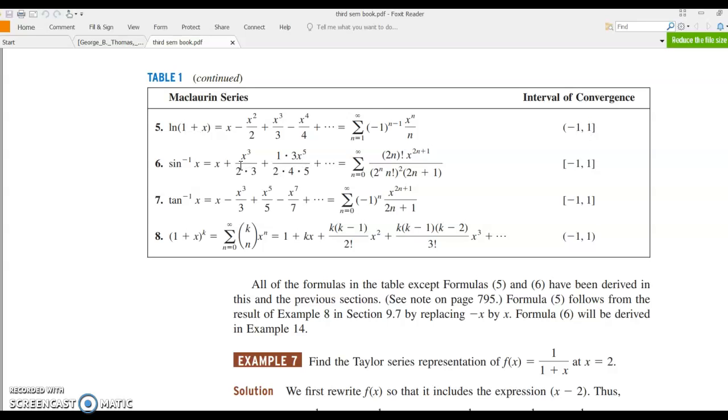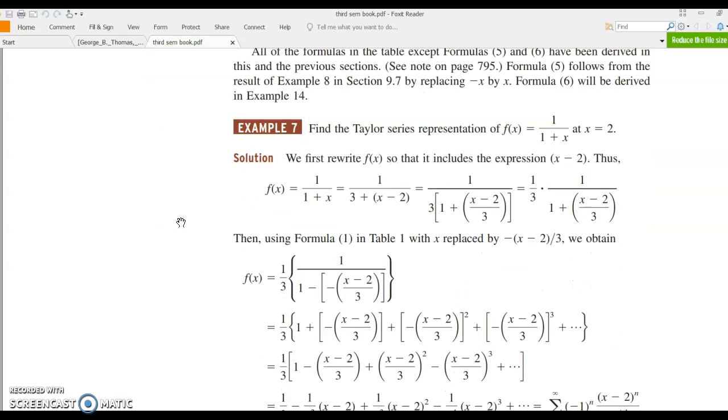What about the sine inverse, tan inverse, and the binomial series? Sine inverse x is x plus x cubed by 2 into 3 plus 1 into 3 into x raised to 5 divided by 2 into 4 into 5 plus etc. And for tan inverse x, we can memorize easily: x minus x cubed by 3 plus x raised to 5 by 5 minus x raised to 7 by 7 plus etc. Okay. Again, in the textbook there are a lot of problems, so we can look through that.